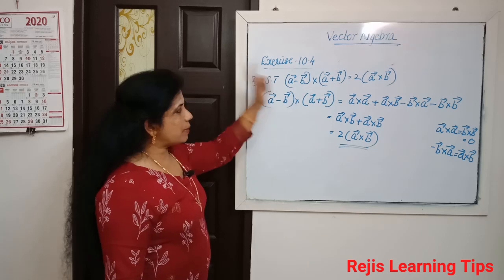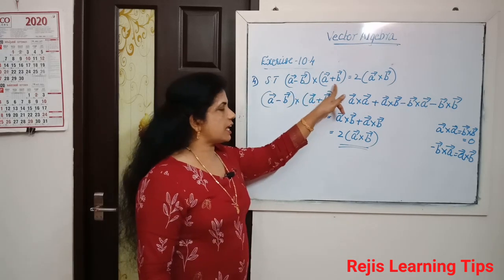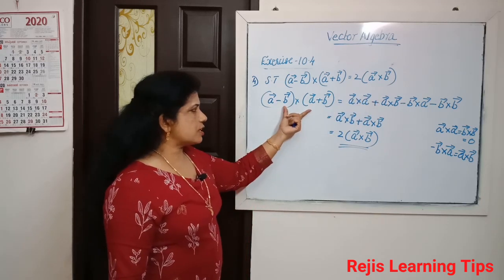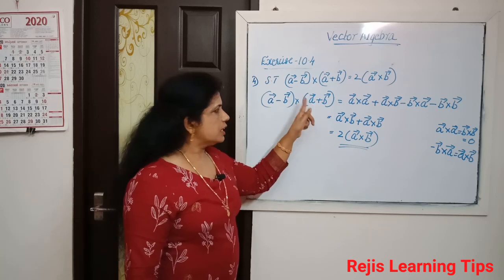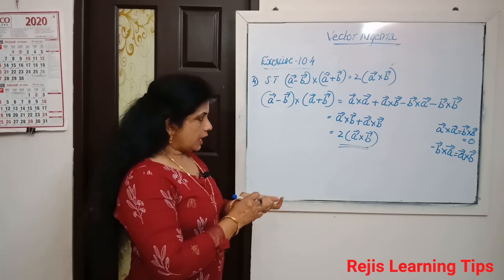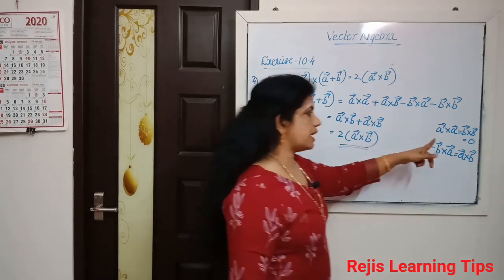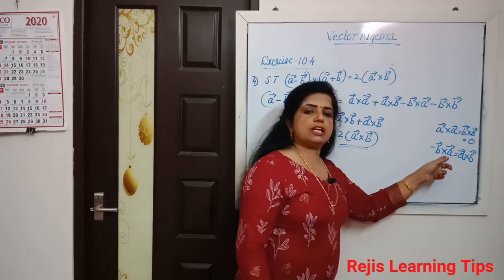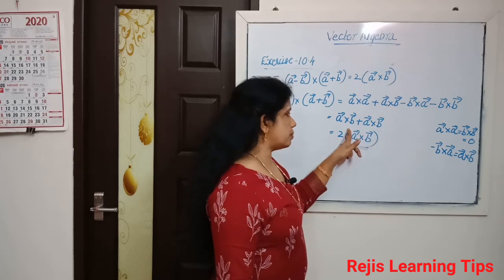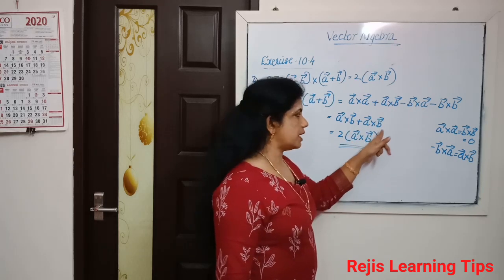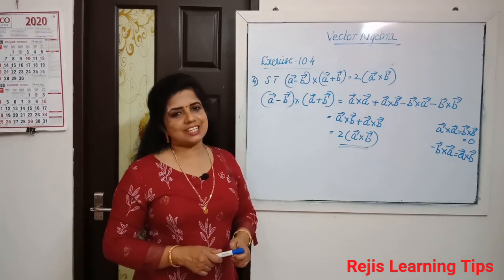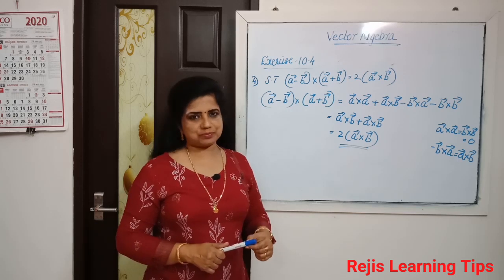Okay, A minus B, vector A minus B cross vector A plus vector B, that is equal to 2 times of A cross B. First we should cross it, then A cross A plus A cross B minus B cross A minus B cross B. A cross A and B cross B, that is equal to 0. Then minus B cross A is equal to A cross B. So we can write here 0 and then A cross B plus this is A cross B, then this is 0. Then we will get 2 times of A cross B, that is equal to 2 into A cross B.